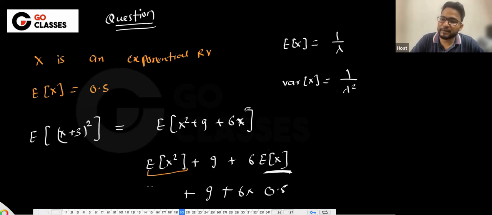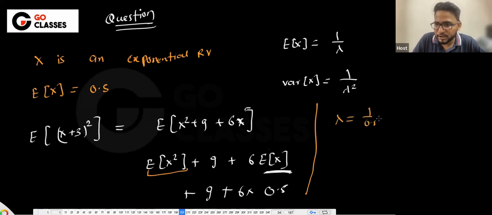See, they have not given the CDF. Obviously, they will not give you the CDF, and they will not ask you to integrate x square times f(x) and these things. But you can find the expectation of x square using the given information. They have given the expectation, which means they have given 1 upon lambda, which means they have given the lambda, which means they have given the variance also. Given the expectation, first find out the lambda. Lambda is 1 upon 0.5, which is just 2, and then the variance is 1 upon 4.